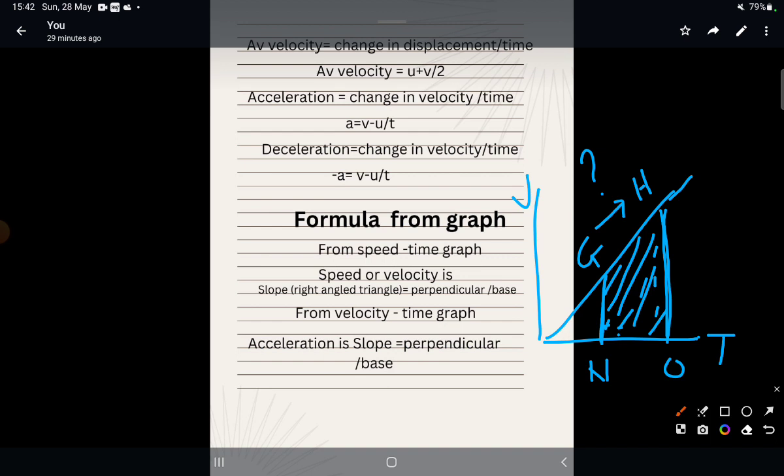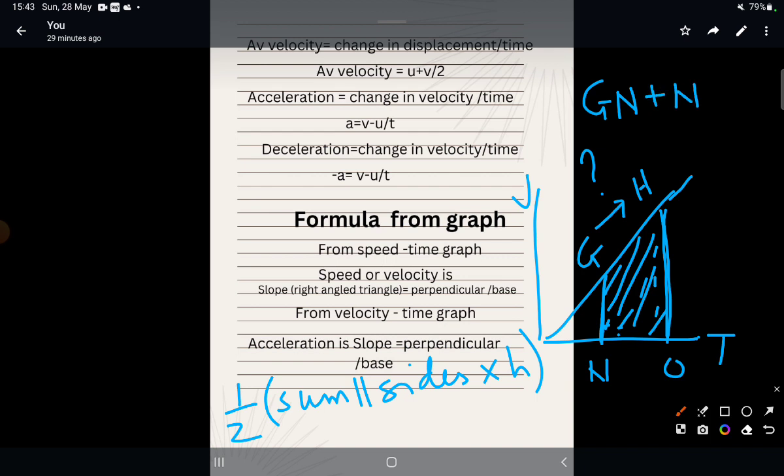GHON is a trapezium. And to find out the area of the trapezium, we use half sum of parallel sides into height. Here the sum of parallel sides is GN plus HO. These are the parallel sides. This is one parallel side, this is another parallel side, into height. Height is NO.